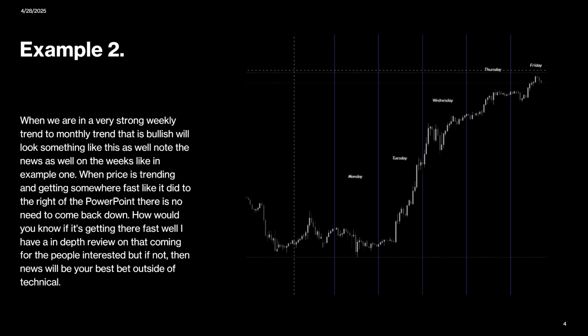As well, note the news on the weeks, like in example 1. When price is trending and getting somewhere fast, like it did on the right of the PowerPoint, there is no need to come back down. We can talk about that. How would you know if it's getting there fast? Well, I have an in-depth review on that coming for the people interested, but if not, then news will be your best bet outside of technical. That's another thing we'll talk about soon.